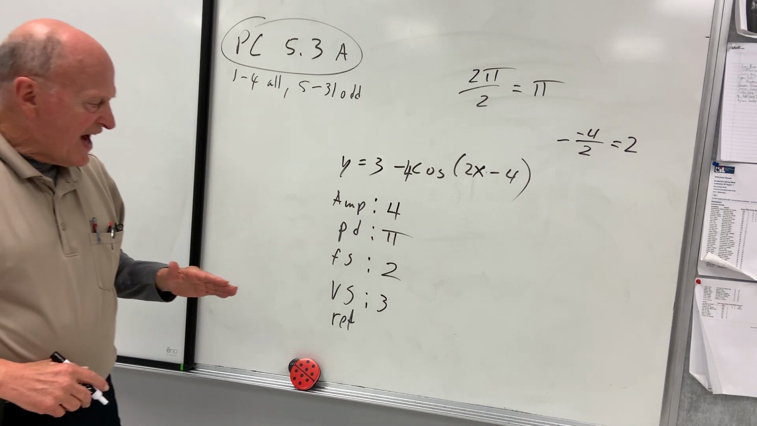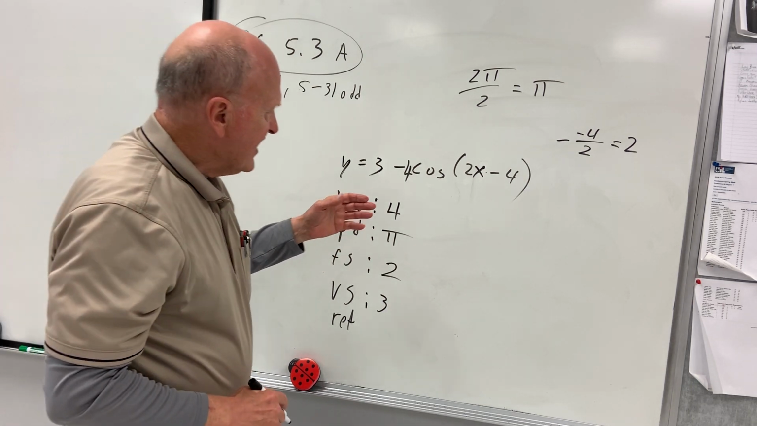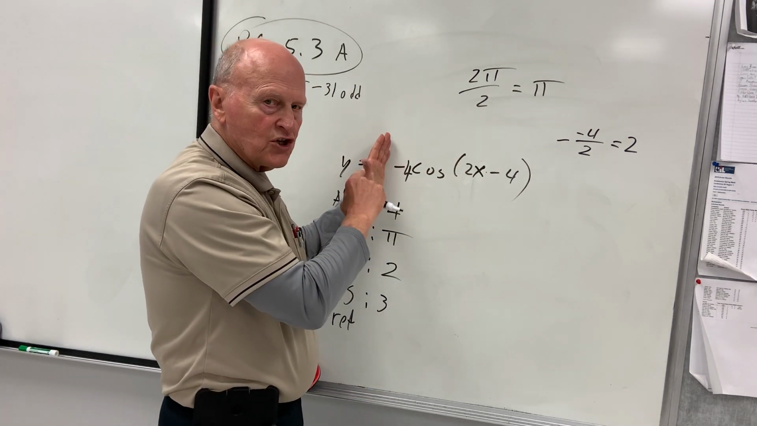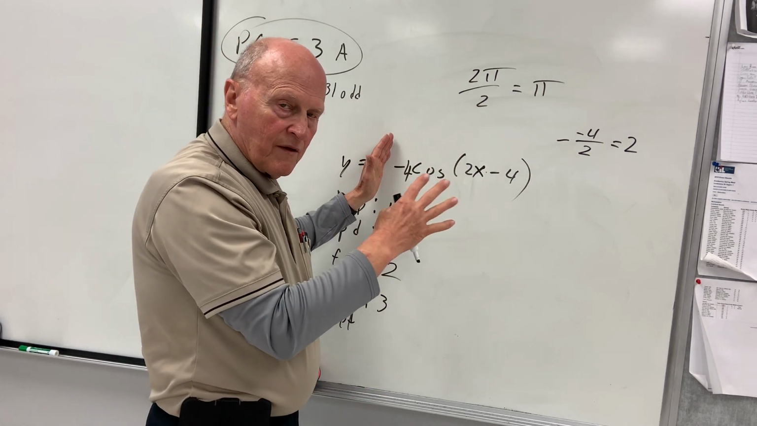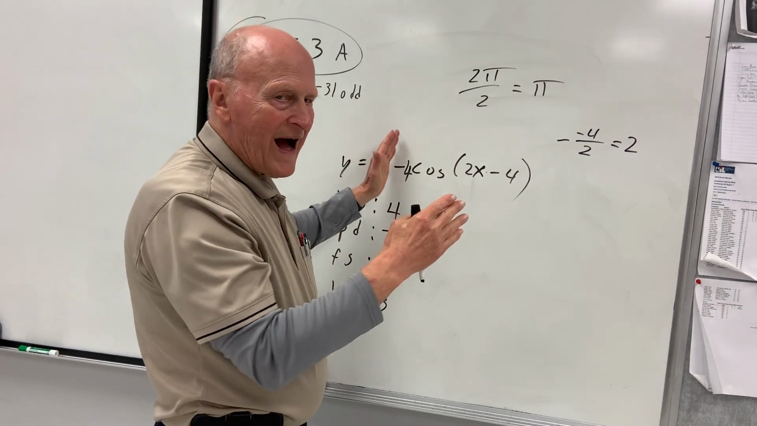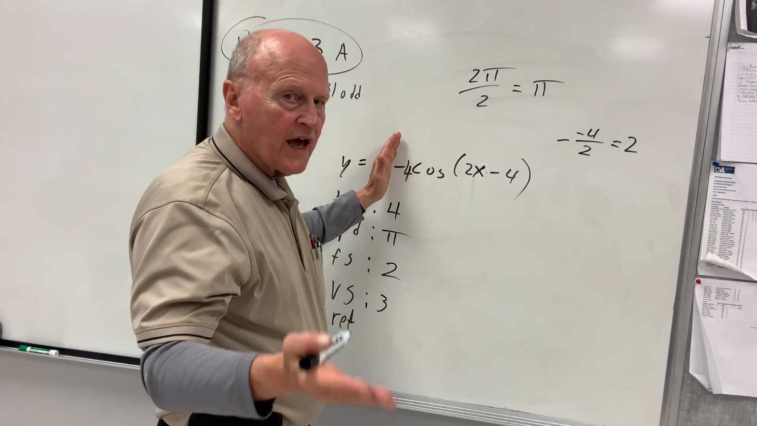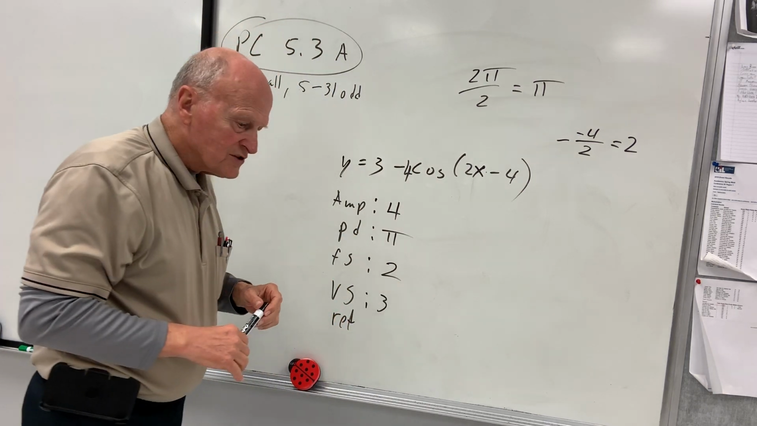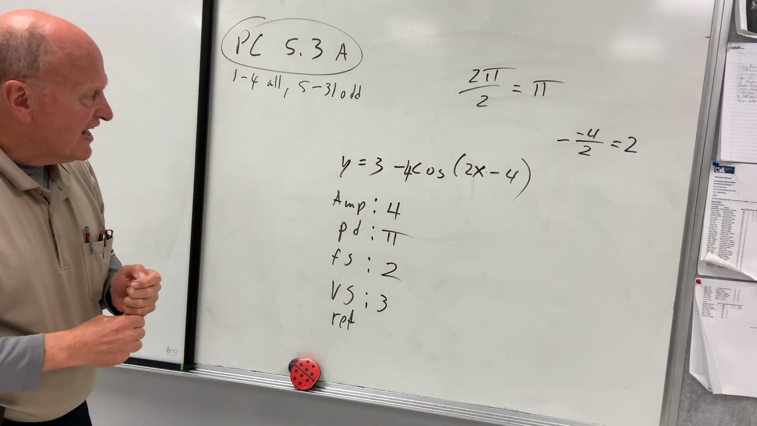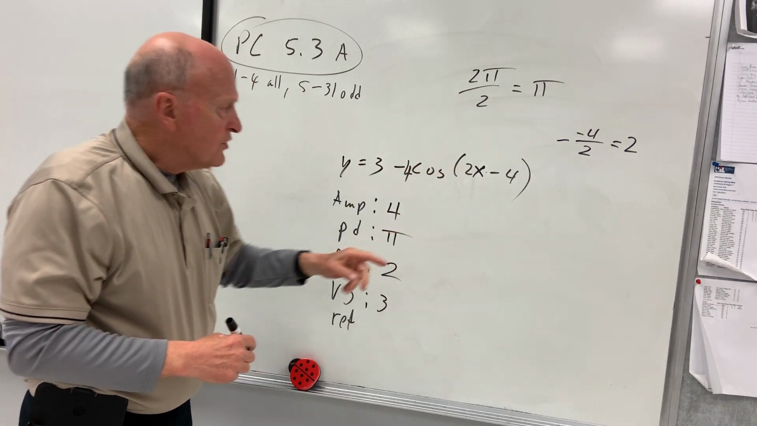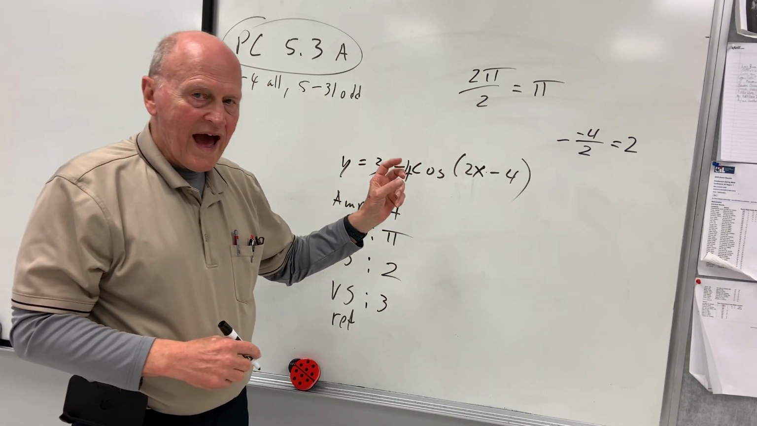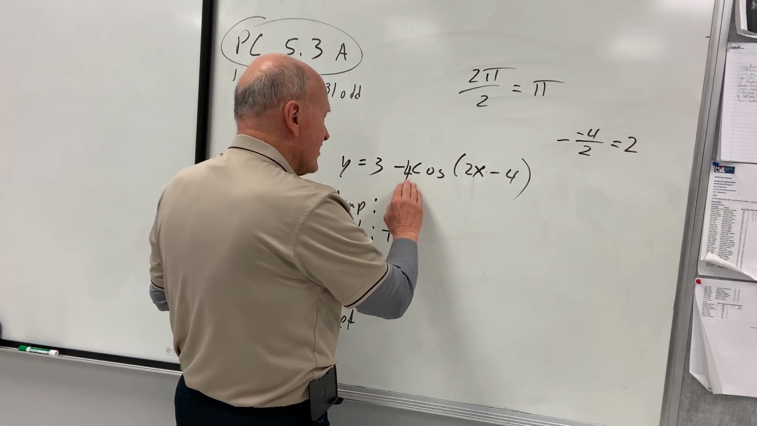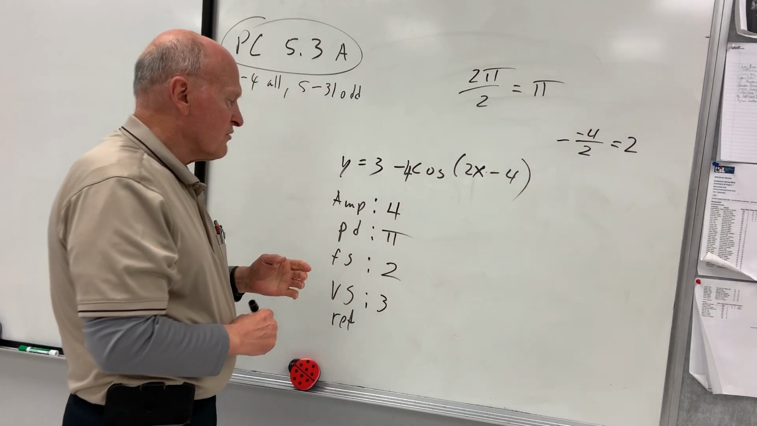Reflection. If I have a negative in front of the whole thing, I would get a reflection across. That would be like a negative in front of the y, and as we did before, a negative in front of the y gives me a reflection across the x-axis. A negative in front of the x would give me a reflection across the y-axis. So a negative in front of this right here would give me a reflection across the y-axis.